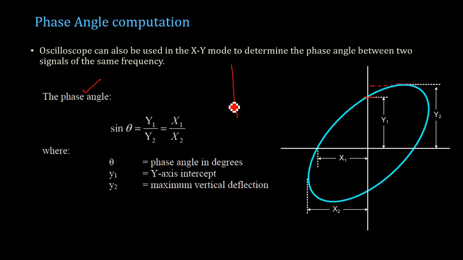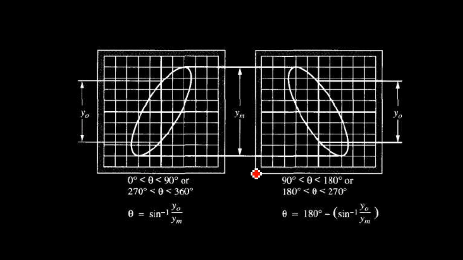And if you are having a circle, your y1 will be equal to y2. So in such a case, sin theta will be equal to 1, or theta will be equal to 90 degrees. The phase difference between the two signals will be equal to 90 degrees. So we have already seen that if your phase difference is 90 degrees, you will get a circle.